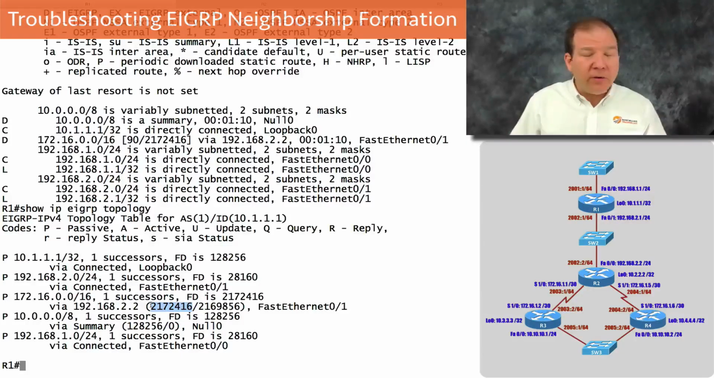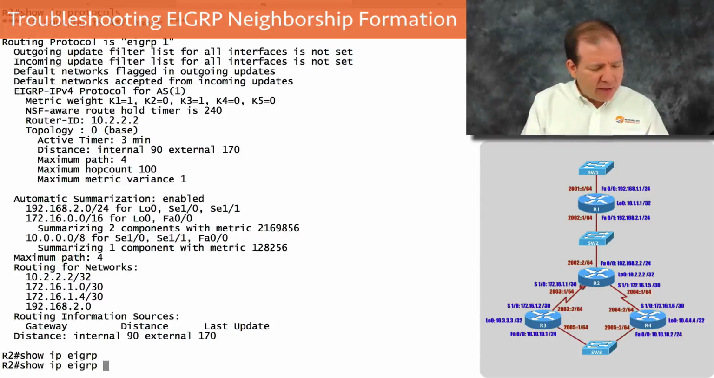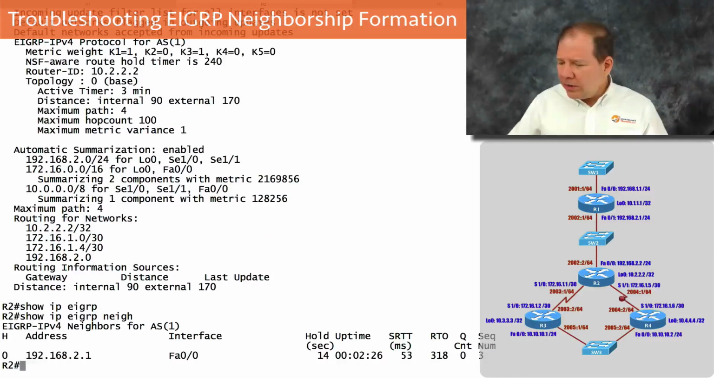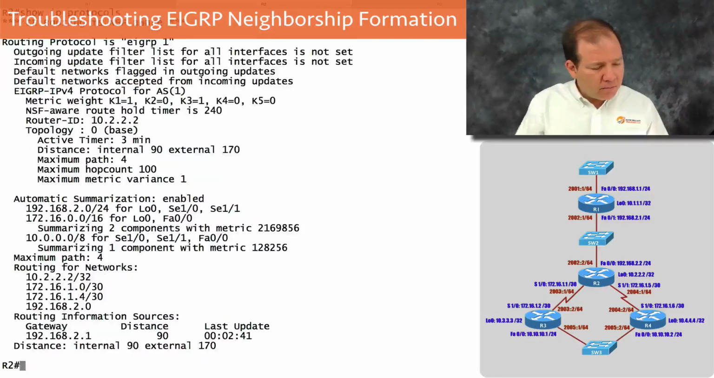Well, we've got a neighborship with R2. That's great news, but I still didn't see a whole lot of routes as I was looking at my IP routing table. So let's go to R2 and see what neighbors it knows about. Show IP EIGRP neighbors. I've only formed a neighborship with R1. Let's see why we don't have a neighborship with R3. What about R4? Well, let's do that show IP protocols command again. Are we routing for that network that goes down to R3? Yes, we are. Let's go to R3 and see if we can figure out what might be going on.